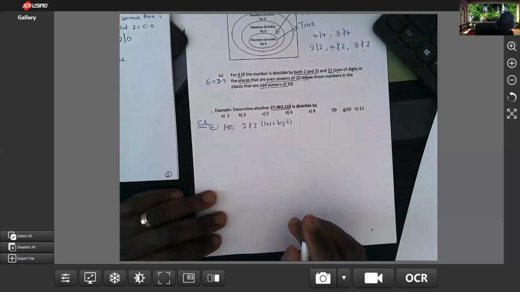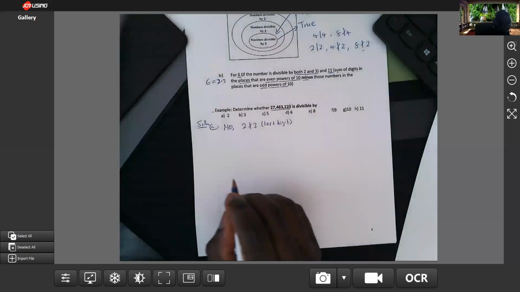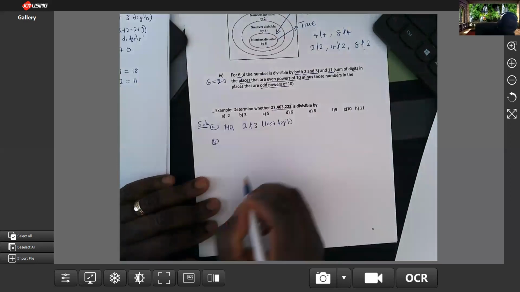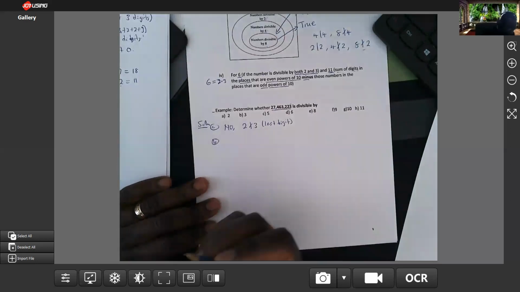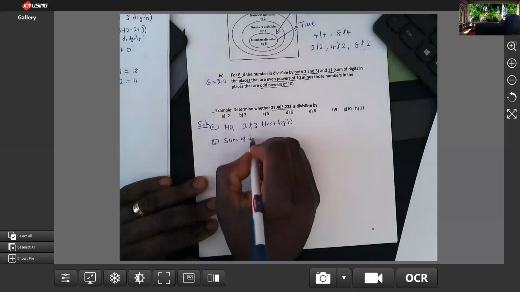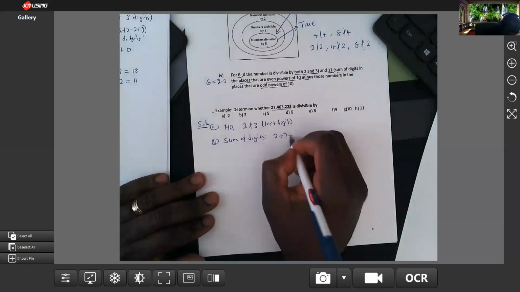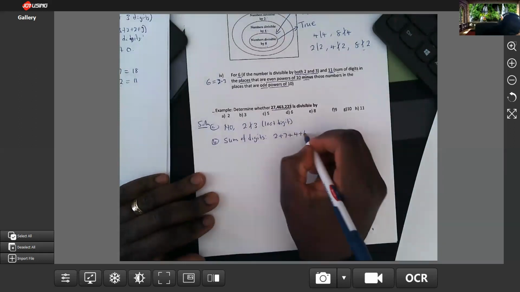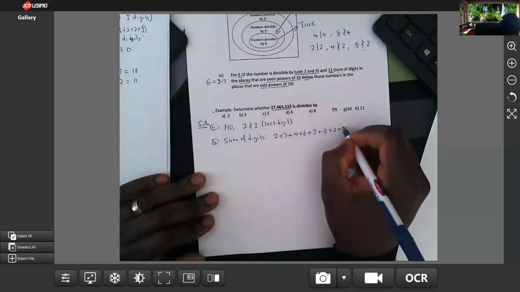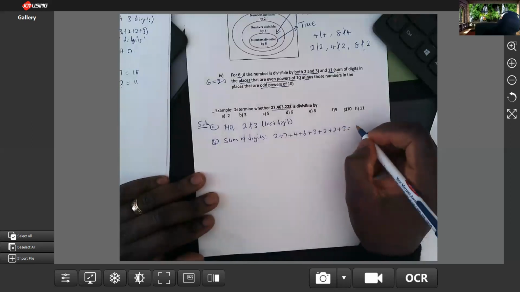Okay, is it divisible by 3? Now B. For divisibility by 3, we have to find the sum of the digits. So you have to find the sum of the digits, which is 2 plus 7 plus 4 plus 6 plus 3 plus 2 plus 2 plus 3. And this is equal to 29.